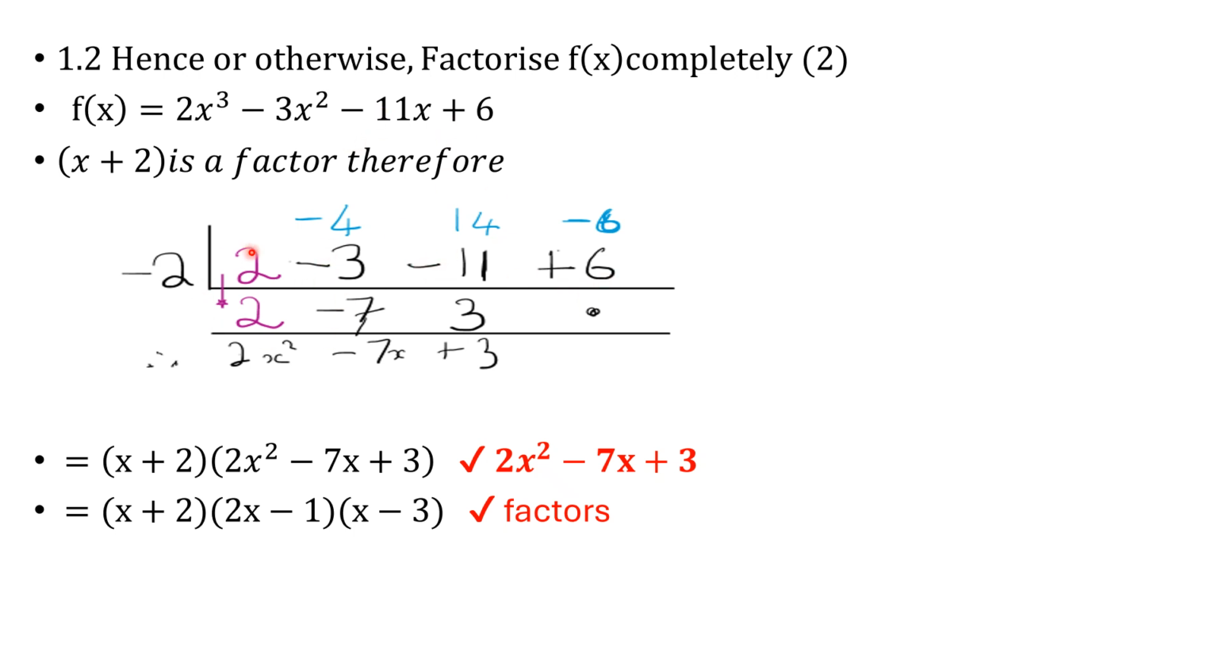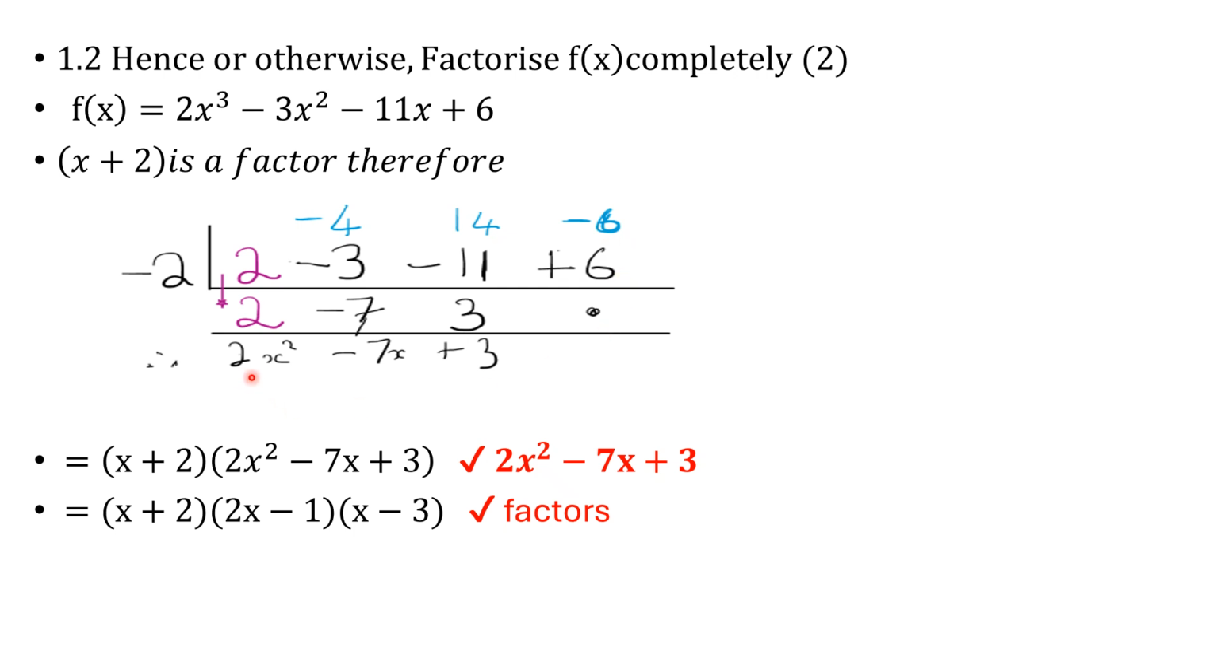The first thing I do, I carry the 2 down. Right? Minus 2 times 2 gives me negative 4. Negative 4 plus negative 3 gives me negative 7. Alright, then negative times negative gives me positive. 2 times 7 would give me 14. 14 minus 11 gives me 3. Negative 2 times 3 gives me negative 6. And negative 6 plus 6 then gives me 0.